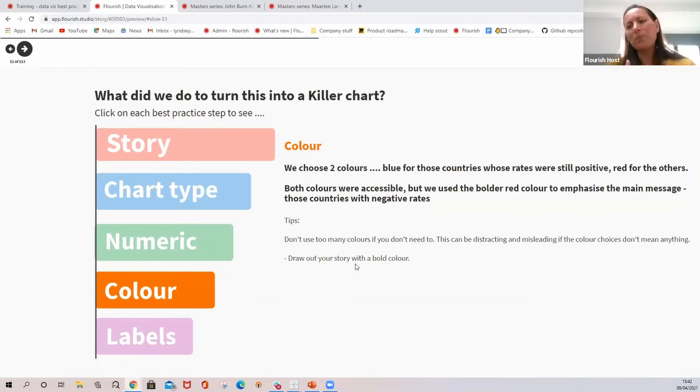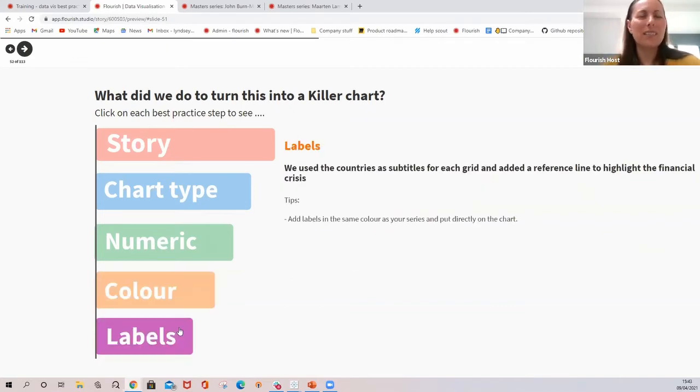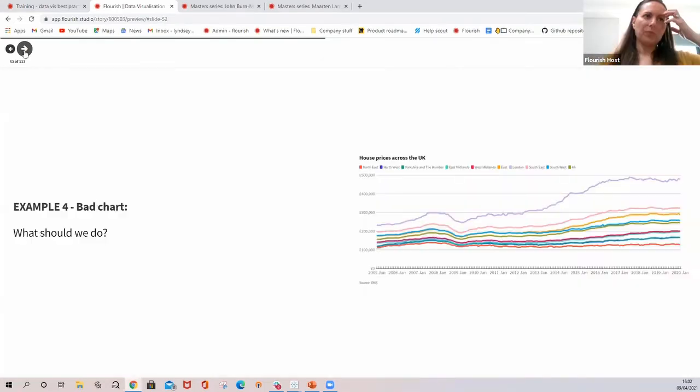And sometimes simplicity is best. So that's something to be mindful of. And then we used the country subtitles to name each of them. We added reference lines for the financial crisis. So all this labeling is directly on the chart and not in legends and the like.